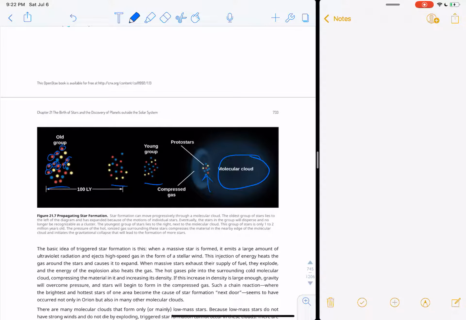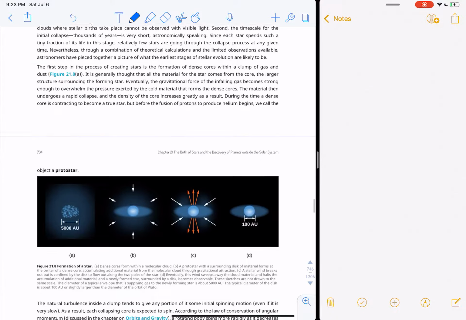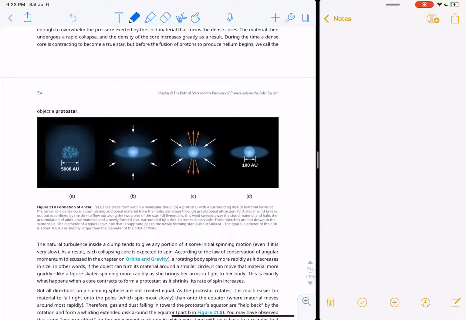Look at all these red stars. Okay, so your red stars do not last nearly as long. The blue stars do not last nearly as long as the red stars. Okay, so the idea here is you start with a region of gas.